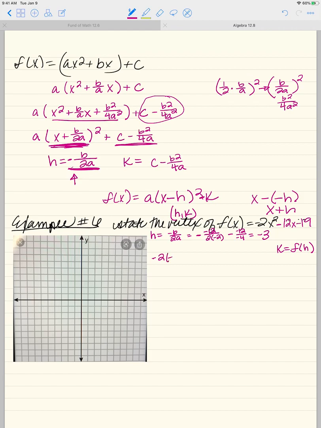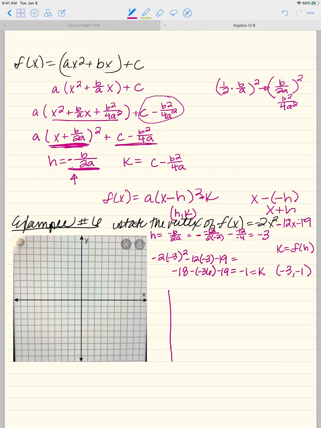When x is negative 3, and we know that's the x coordinate at the vertex, we get negative 2 times negative 3 squared minus 12 times negative 3 minus 19. Negative 3 squared is 9. 9 times negative 2 gives us negative 18 minus negative 36 minus 19. That's negative 18 plus 36, which is positive 18, minus 19 is negative 1. That's k. So our vertex is at negative 3, negative 1.